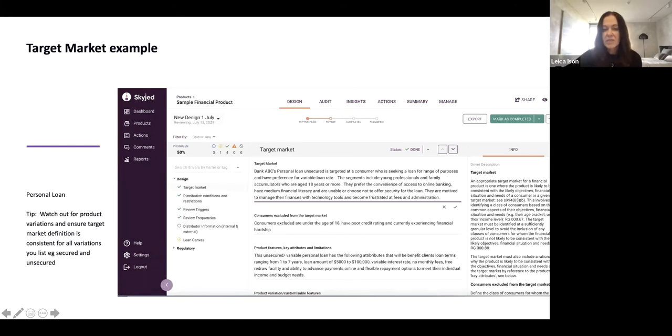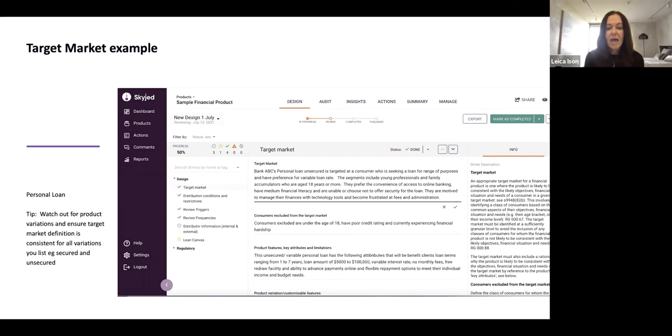Here, the first section in my product governance and my target market determination is making this statement around the target market and the consumers that are excluded, the product features, and the variations. That's been set up in this template. You'll notice over in this info tab, I've got a description that tells me exactly what I need to put in this target market segment.